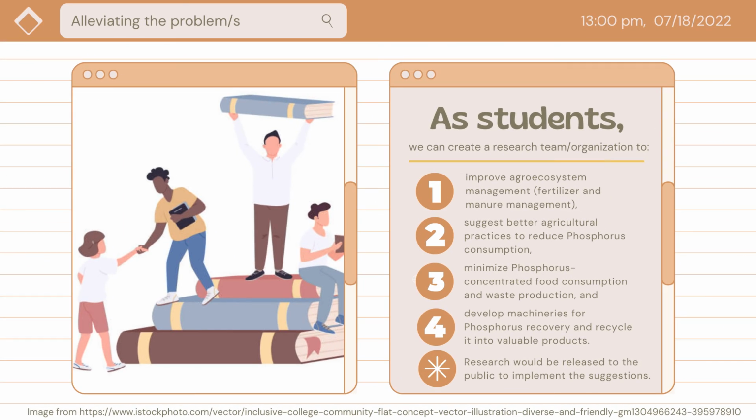As students, we can create a research team or an organization that would investigate and find efficient solutions for the phosphorus pollution. After all, acquiring knowledge is important to inform, raise awareness, and come up with solutions to the said problem. The goal of the team would be to improve the agro-ecosystem management, specifically the fertilizer and manure management of the food production industry, to suggest better agricultural practices that reduce the phosphorus consumption, to minimize the phosphorus-concentrated food and waste production and consumption, and finally, to develop machineries that recover phosphorus from soil and water to recycle it into valuable products.